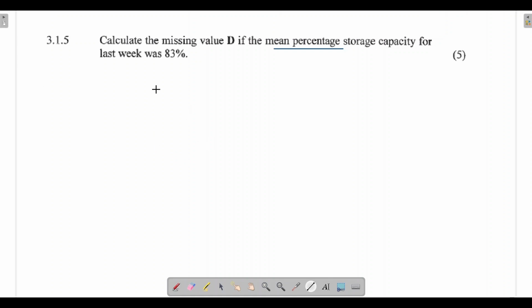let's recap on how we calculate the mean. The mean is equal to the sum of the values, I'll call it X, divided by the number of values that are in the data set. So the mean is equal to the sum of the values that we are given in the data set, divided by the number of values in the data set. I'll call that n. So how can we use this formula to help us get the missing value of d?